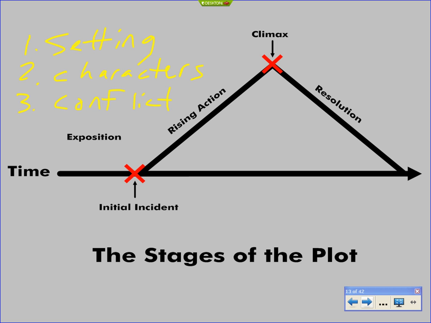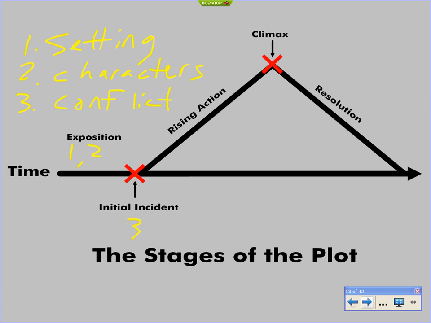In the exposition, you get 1 and 2. In the initial incident, you get 3. Once the exposition and initial incident have happened, you're ready to go. Sometimes that takes a little while. Sometimes it happens on page 1. Sometimes it happens in sentence 1. Depends upon the story. Depends upon the novel. Depends upon the film, television show, what have you.